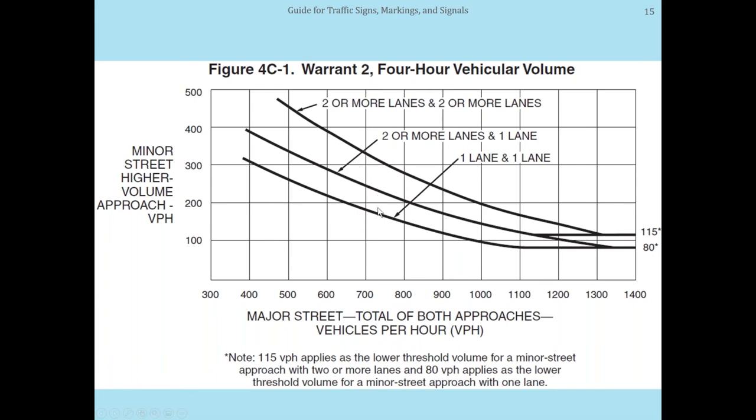You have three lines depending on the number of lanes in a direction for the through street and the cross street. If your volume plots above the applicable line, in other words, if you're at the intersection of 2 4-lane streets, then this would be the applicable line. If your volume on the cross street and the through street plots above this line, then you are said to have met that warrant for installing a traffic signal.